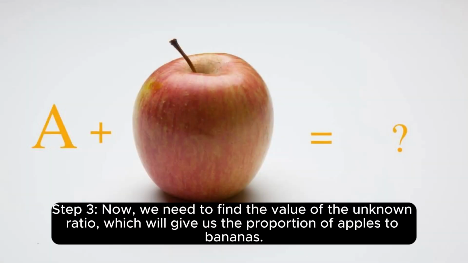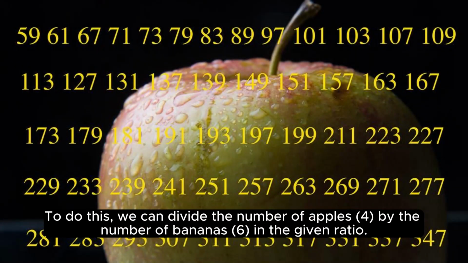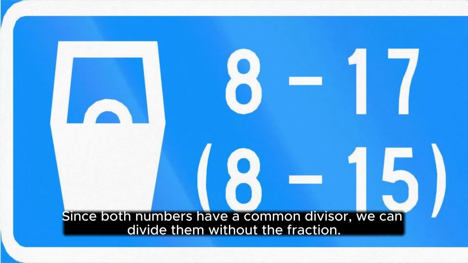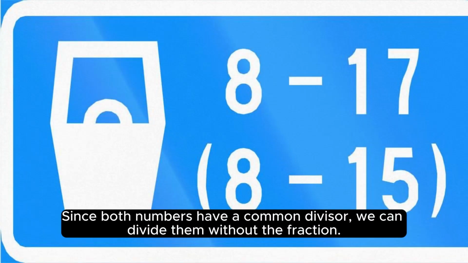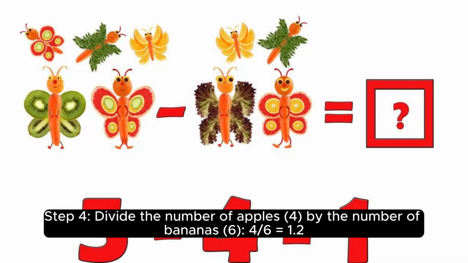Step 3. Now, we need to find the value of the unknown ratio, which will give us the proportion of apples to bananas. To do this, we can divide the number of apples, 4, by the number of bananas, 6, in the given ratio. Since both numbers have a common divisor, we can divide them without the fraction. Step 4. Divide the number of apples 4 by the number of bananas 6, where 4/6 equals 1.2.